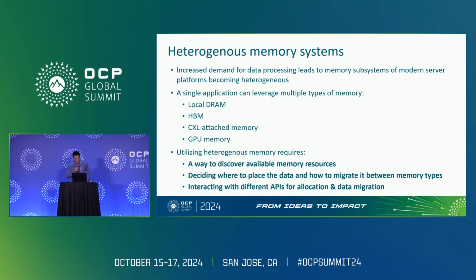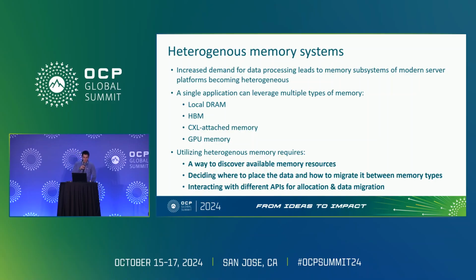As the amount of data and power needed to process that data is increasing, current servers are becoming more heterogeneous, and as a result, you may very often find multiple different types of memory and compute on a single server, which can be leveraged by a single application. Those different types of memory can include local DRAM, HBM, high bandwidth memory, CXL attached memory, local or remote, and also GPU memory if you have a GPU on that system.